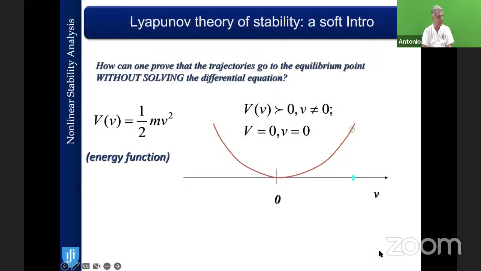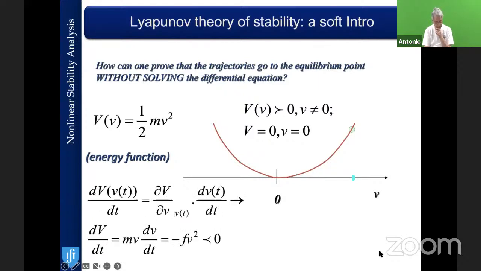Notice that this energy function satisfies a certain number of conditions. It's always positive, except at the origin. And in fact, it's only 0 at the origin. Okay. People call these functions positive definite functions.